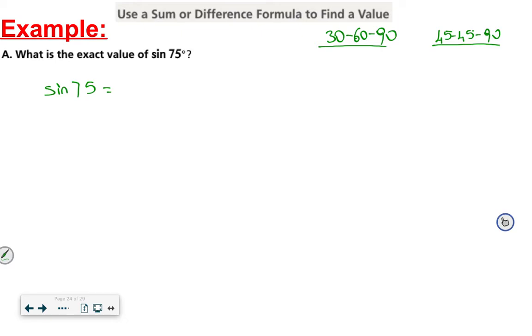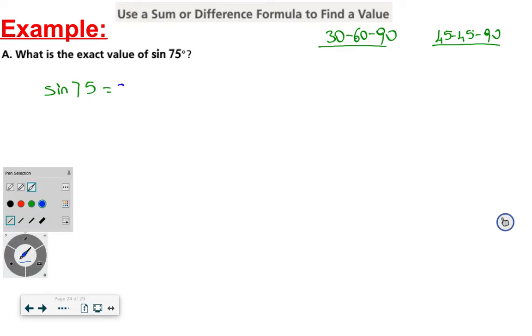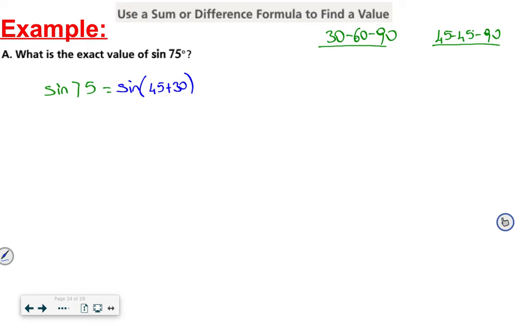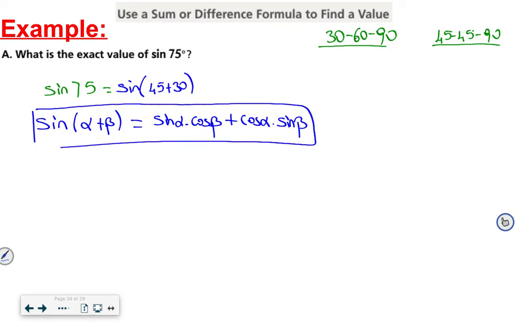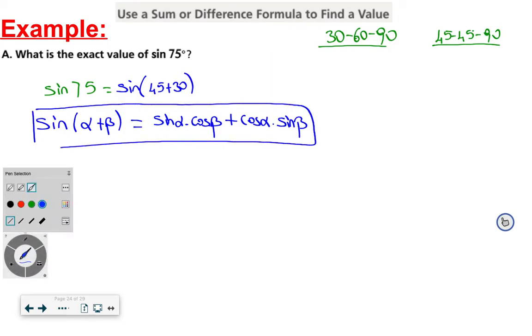You can write sine 75 as sine of 45 plus 30. Do we know how to write the identity of adding two angles with the sine function? For example, sine alpha plus beta can be written as sine alpha times cosine beta plus cosine alpha times sine beta. I am going to use this idea to be able to find the value of sine 75.